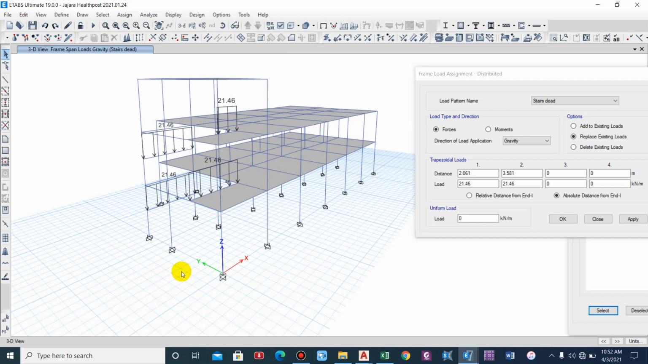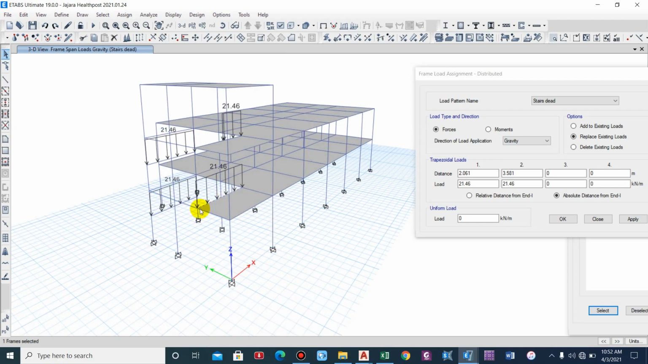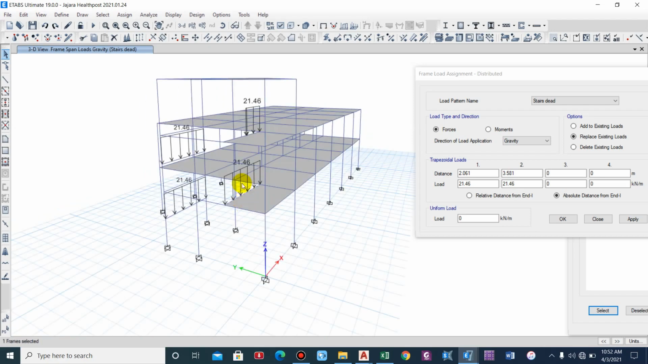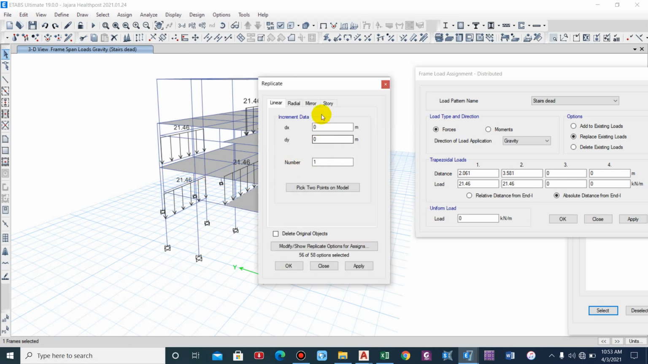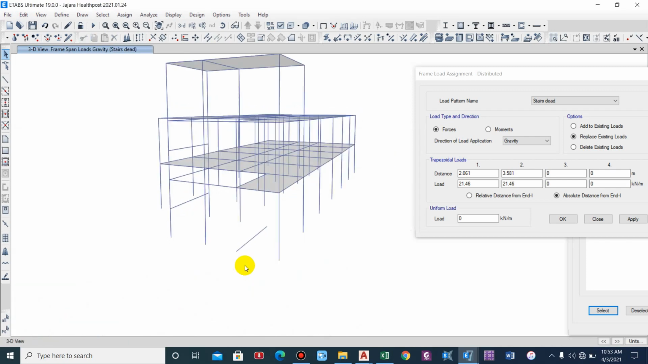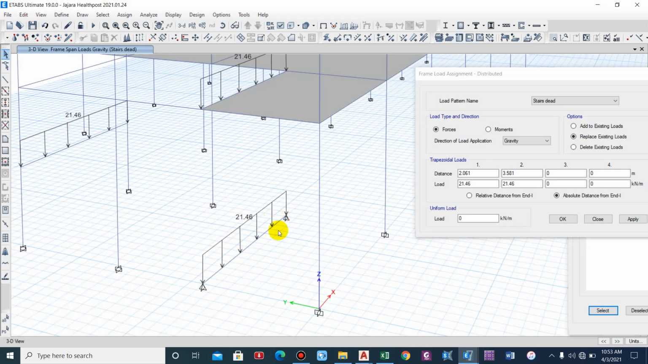So if you have modeled the plinth beam as well, then you have to consider the staircase load on that beam as well. Replicate this. So we know that the plinth beam will be just below this, and we'll replicate this particular beam. So story base, apply. So we got the staircase beam, that is the plinth beam at the base level as well, and the loading will be different because only a single flight will be resting on this particular plinth beam.